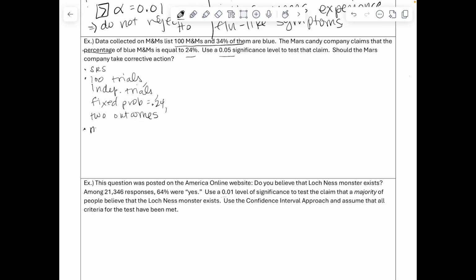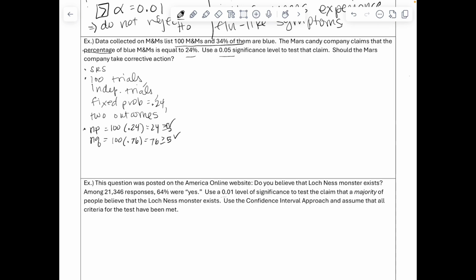The next thing that we need to check is that N times P and N times Q are both greater than or equal to 5. So N is 100. Our probability is 0.24. And so 1 minus 0.24 is 0.76. So working this out, we get 24 is greater than or equal to 5, and 76 is greater than or equal to 5. So check for both of those.